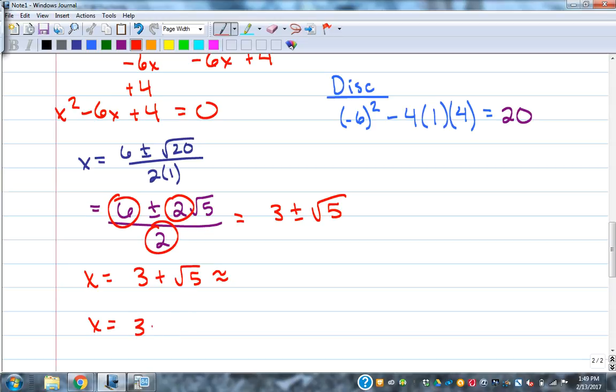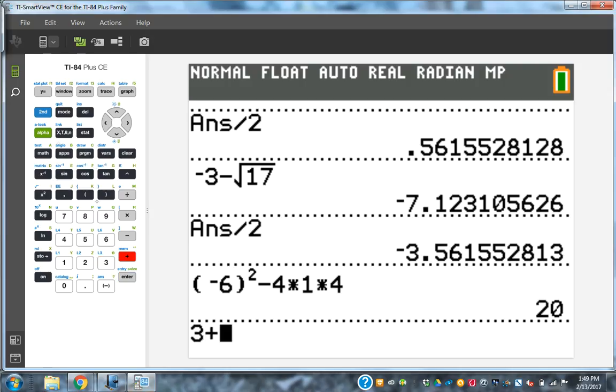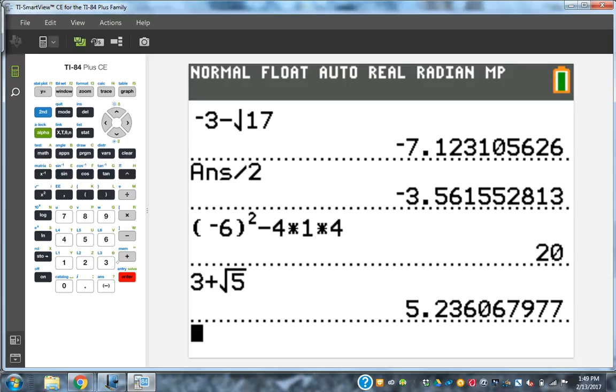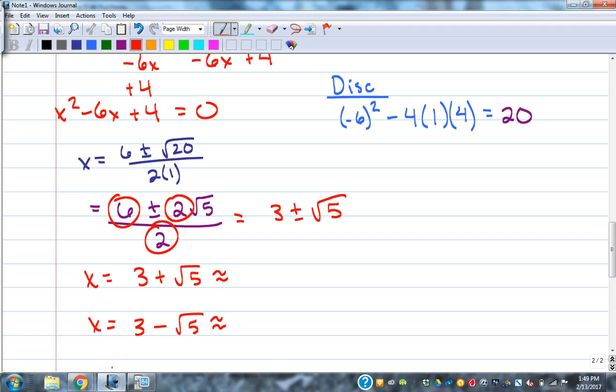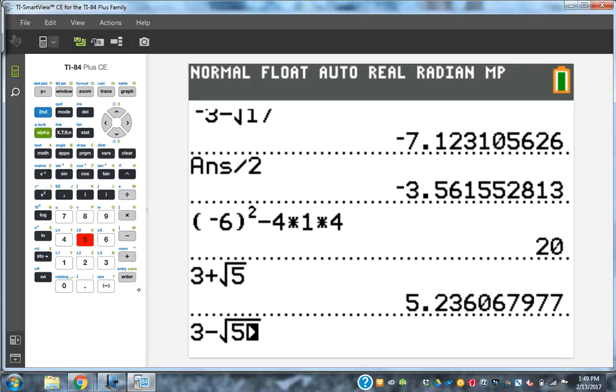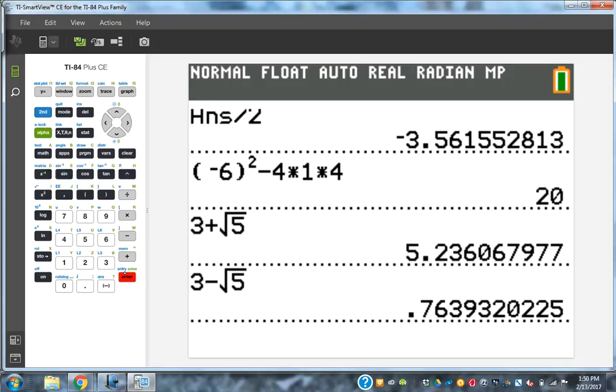Let's do the minus one. So 3 plus the square root of 5. Whoops. Let's try it again. 3 plus the square root of 5. Enter. 5.24. Got to learn to round if you don't know how. So there's one of our answers. And then 3 minus the square root of 5. 0.76.